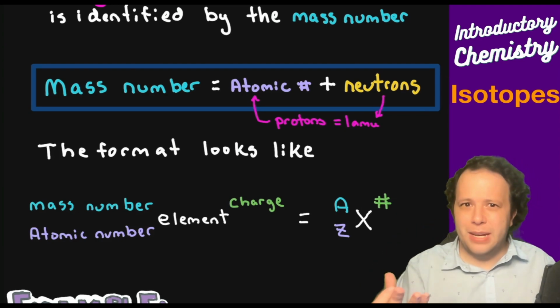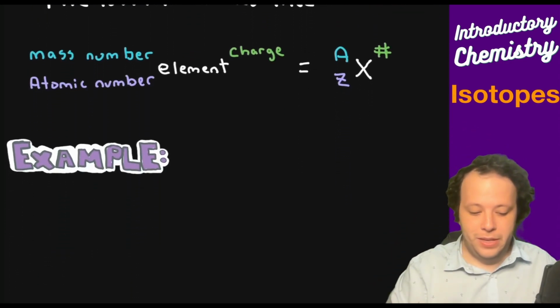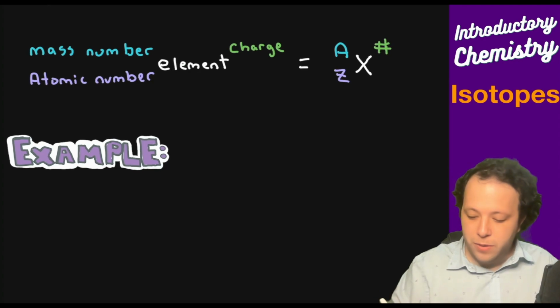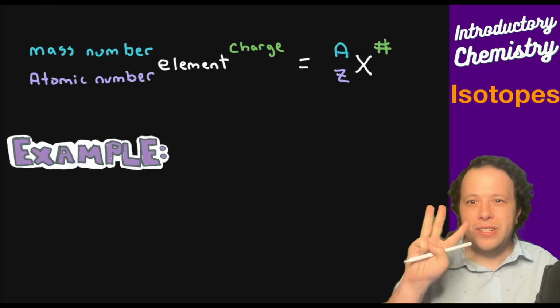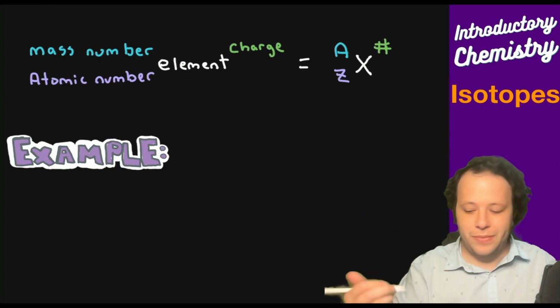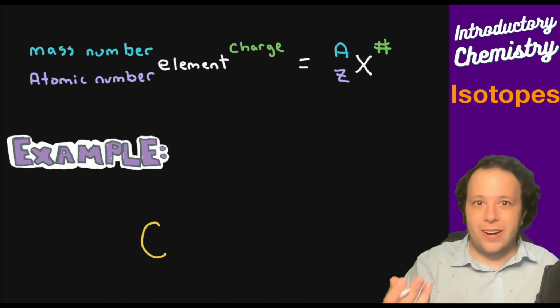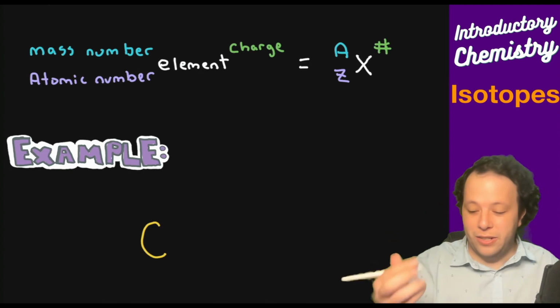Let's do an example of how this will look. Let's go back to our carbon example. If we had carbon, like earlier I mentioned, there are multiple isotopes, there's 3 of them. So let's practice writing all 3. We write down our element, which is this letter C.